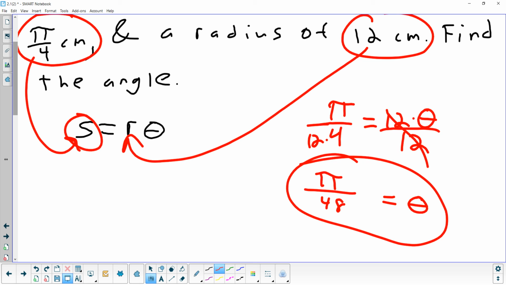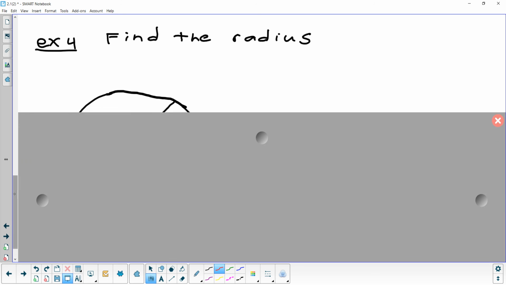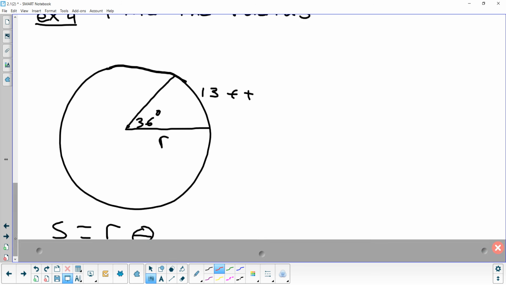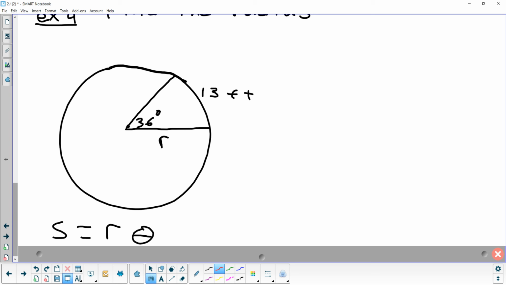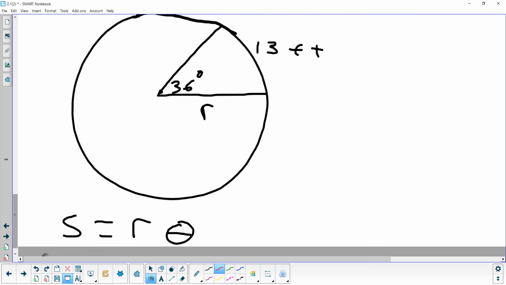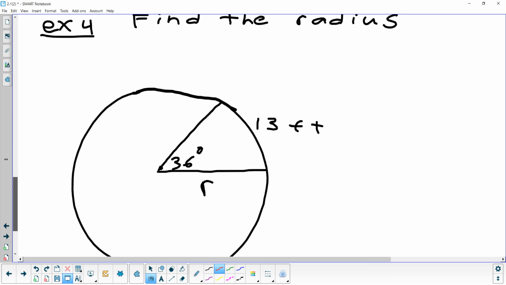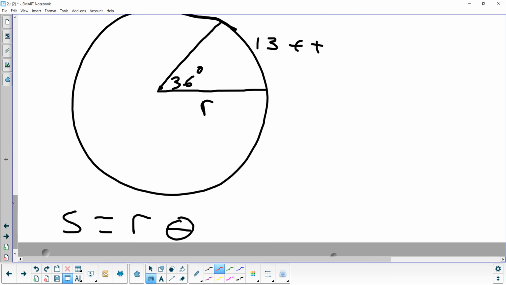Any question on that? So that's an example where you solve for the angle. The first two were an example where you solve for the arc length. The last one is an example where you solve for the radius. And this time it's a picture. So it says find the radius. They've given you the formula.